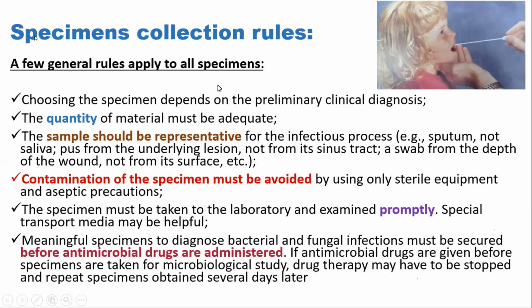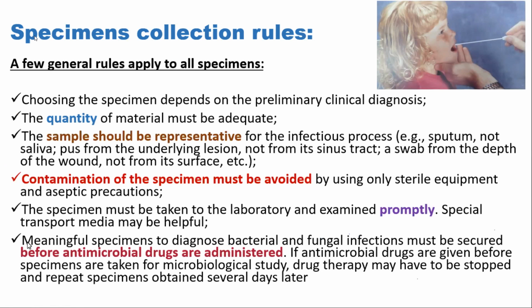Speaking about principles of specimen collection, I want to stress, you can find them, by the way, in your manual, that choosing the specimen in opportunistic infection depends on the preliminary clinical diagnosis. The quantity of material must be adequate. It can't be a drop of blood, for example, or a drop of saliva. It should be representative for the infectious disease. I mean, when you take sputum, it shouldn't be saliva.